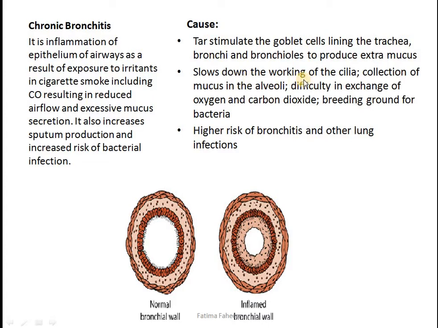It will slow down the working of the cilia, like I told you before, that tar deposits on the cilia, which are hair-like structures, sweeping away the irritant particles. Once cilia are paralyzed, extra mucus is not cleared off. Collection of mucus in the alveoli leads to difficulty in exchange of oxygen and carbon dioxide and provides breeding ground for bacteria to reproduce there. This causes higher risk of bronchitis and other lung infections.